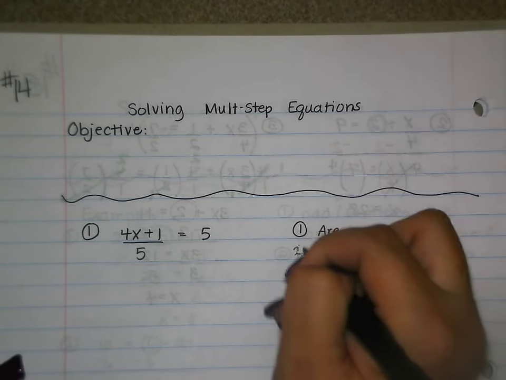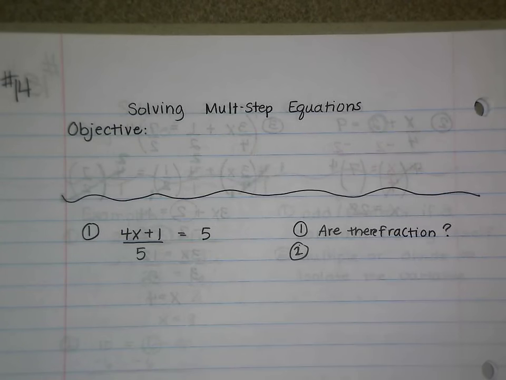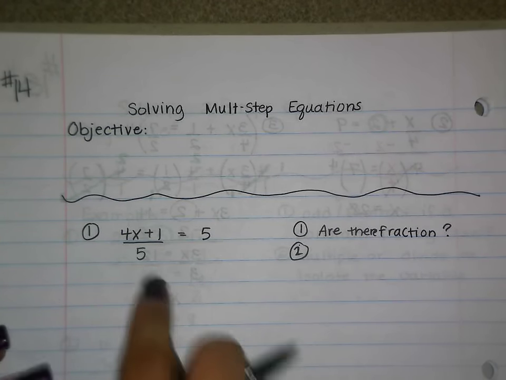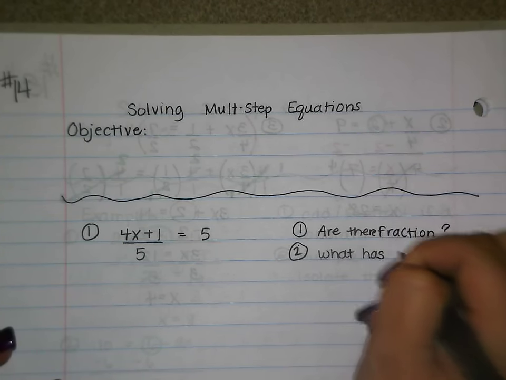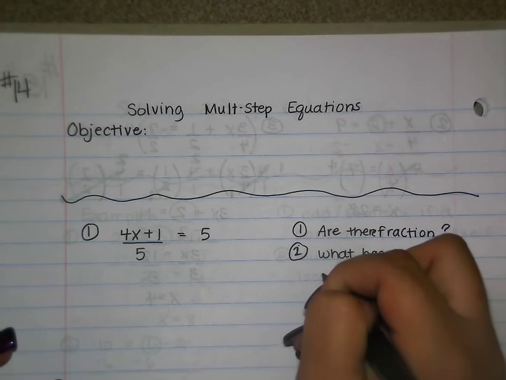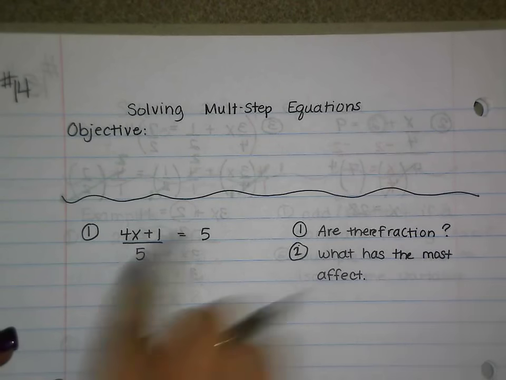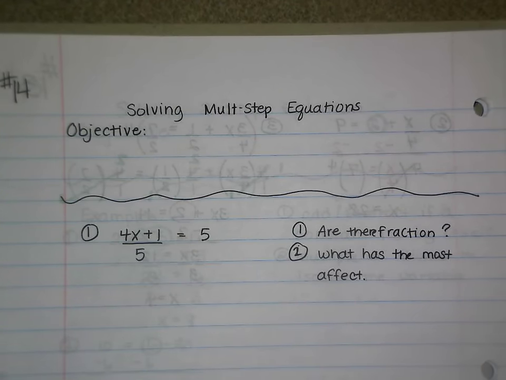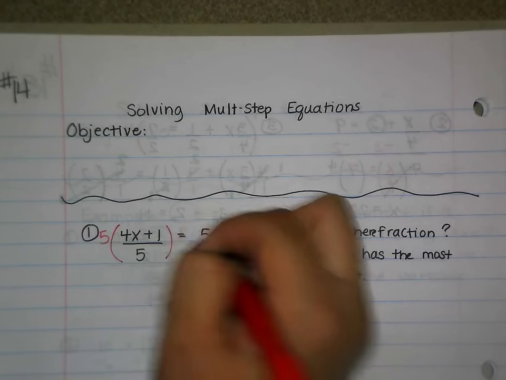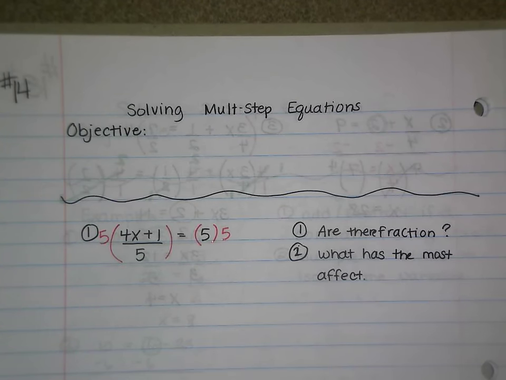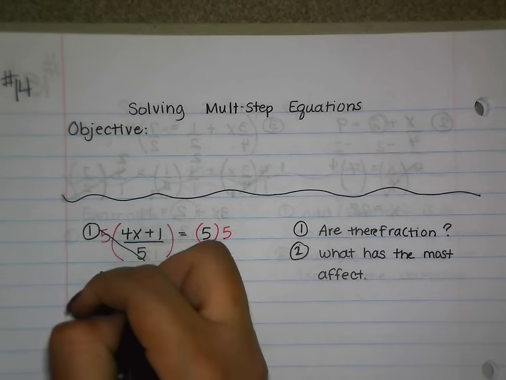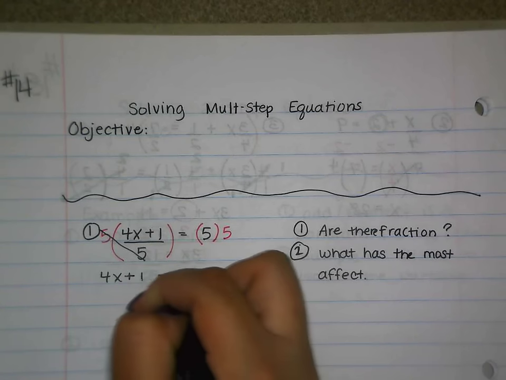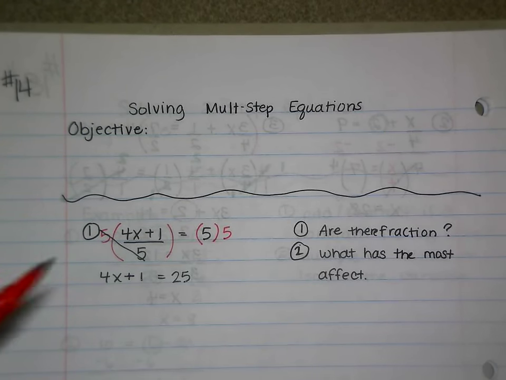So then my second step is going to be, well, what are we going to get rid of first? So everything is divided by 5. This whole thing is divided by 5. So what is affected first? What has the most effect? The most effect is the 5 because it affects the entire rest of this equation. So since it affects most of the equation, I'm going to get rid of that. So let's multiply everything on both sides by 5, which I guess is technically treating it sort of like a fraction, right? Since these two cancel out, that's going to leave us with 4x plus 1 equal to 5 times 5, which is 25. Now we have a nice two-step equation.